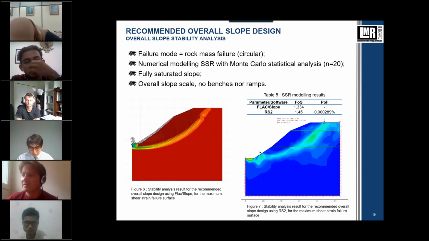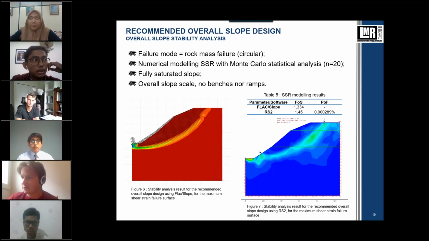And for the overall slope stability analysis, two software were used, like Christopher said. First, FlagSlope was used alongside RS2 from RocScience. RS2 used a Monte Carlo simulation of 20 iterations, which could give a factor of safety, but also a probability of failure for the probabilistic approach, which FlagSlope could not give because of its deterministic nature. The main difference is that RS2 has some built-in options for a probabilistic approach.